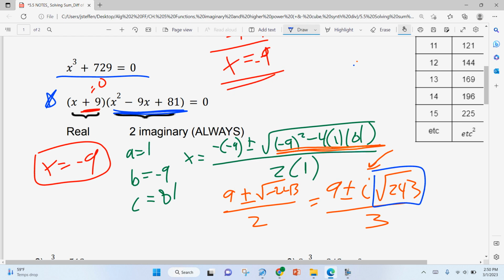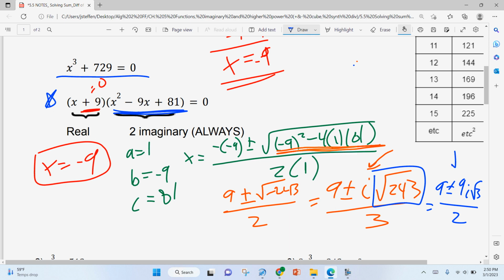If you do that in your calculator, and I'm not going to make you show work when you reduce that radical, there will be other ones on the test that you have to reduce, so I'm going to be more particular on that. This one you don't have to show your work. You just put it in your calculator. You end up getting 9 plus or minus 9i root 3 over 2.